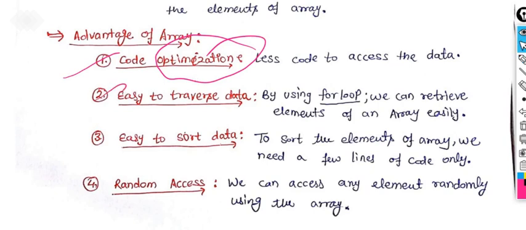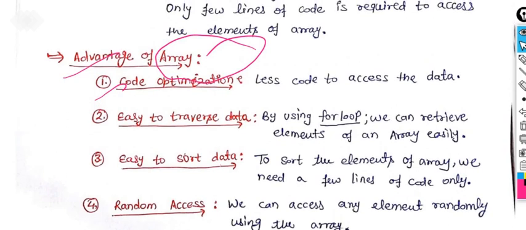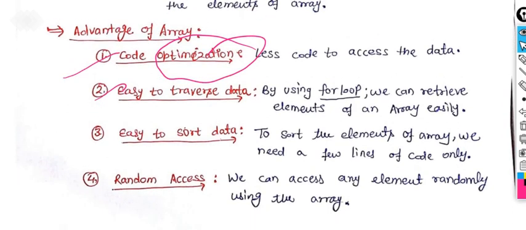Next is easy to traverse data. By using the for loop, we can retrieve the elements of the array, because all the elements stored in the array are in contiguous memory locations. Contiguous means one after another, so all the elements are in a sequence. So we can traverse the data easily by using the for loop. You can take any loop, but for loop is the most efficient loop that we know. That's why I'm taking the for loop here. It makes our task easier.